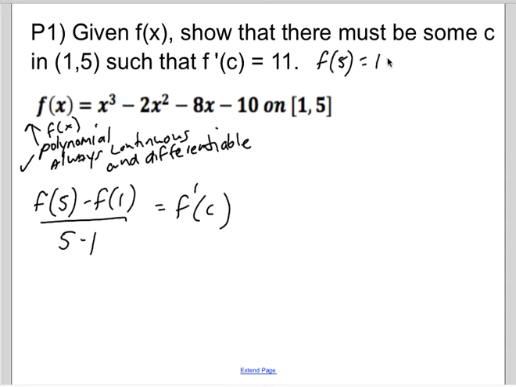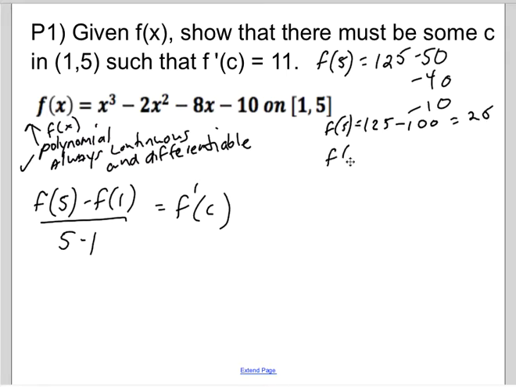5 cubed would be 125, right? Minus 2 times 25, so that'd be minus 50, right? Minus an 8 times a 5, which would be minus 40, right? And then minus a 10. So it seems to me that this whole thing is 125 minus 100, which should be 25, right? So that's f of 5.